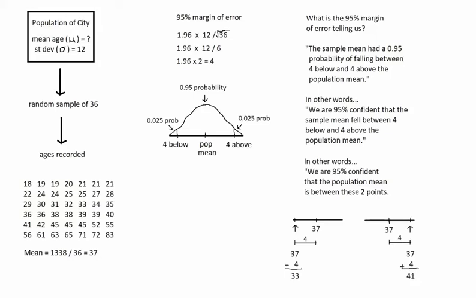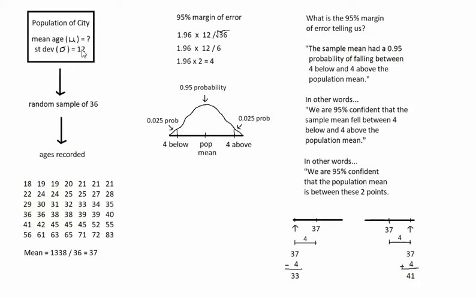Welcome back. In this video, I'm going to explain how a 95% margin of error leads to a 95% confidence interval. And to explain that to you, I'm going to share an example involving an imaginary city. So let's imagine that there's this city, and someone comes along and wants to know what the mean age of the city equals. And somehow this person knows that the standard deviation of the ages in this city is 12.